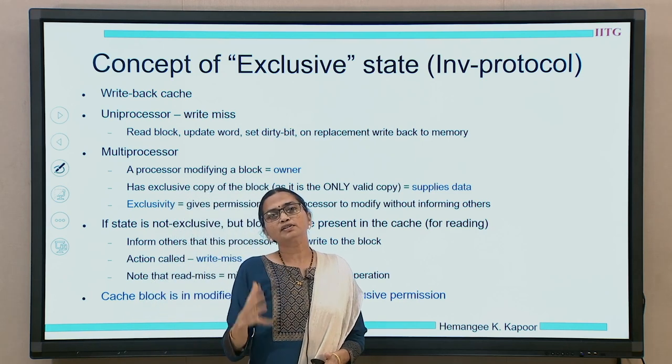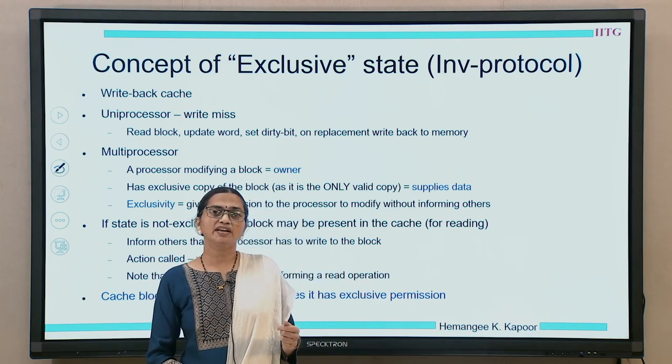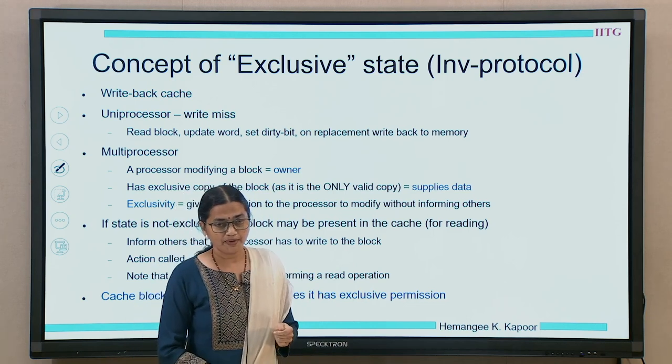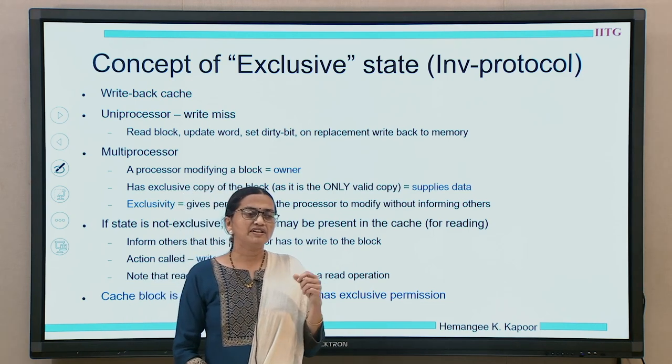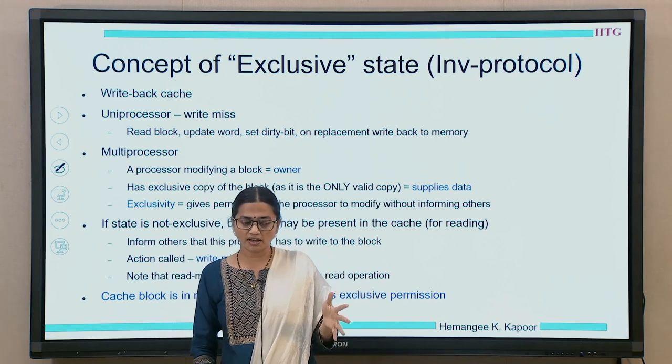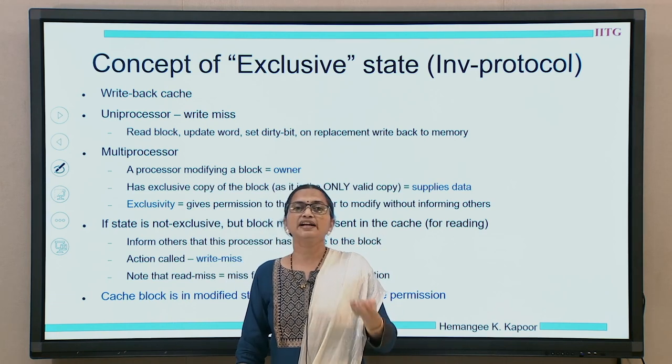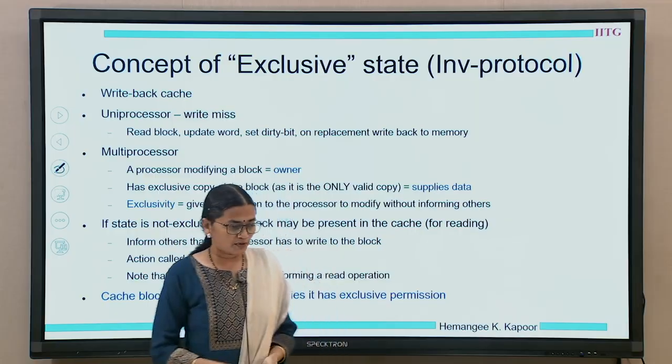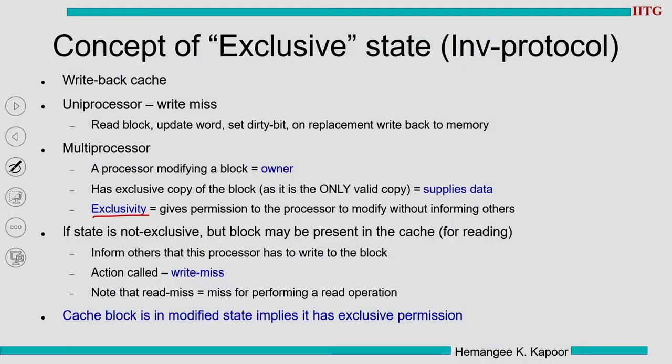So acquiring this permission is like acquiring ownership. This particular cache tries to become the owner of that particular data item, and this ownership is similar to having exclusive access. When I have exclusive access to something, I don't have to inform others and I can continue to update the data item without telling others. So this concept of exclusivity comes into the picture when I am having an invalidation based protocol. The particular cache acts as the owner of that data block, and for future reads to this block, who is going to give the data item? This particular owner. Supplying the data item becomes the responsibility of this exclusive copy of the data block. That's the concept of exclusivity.